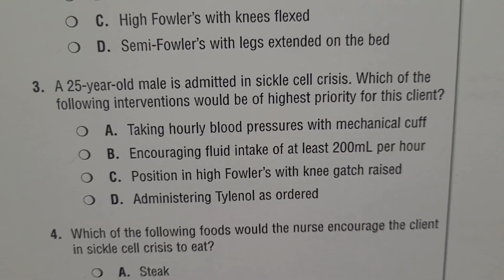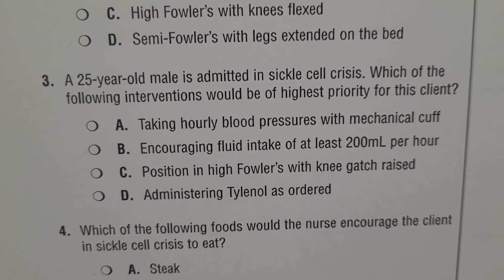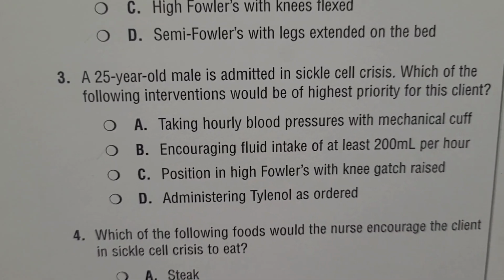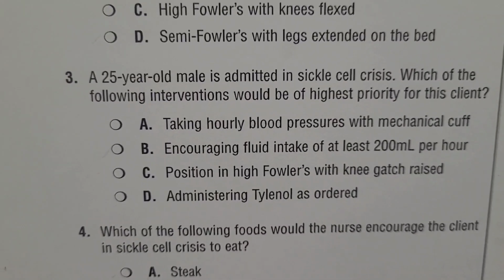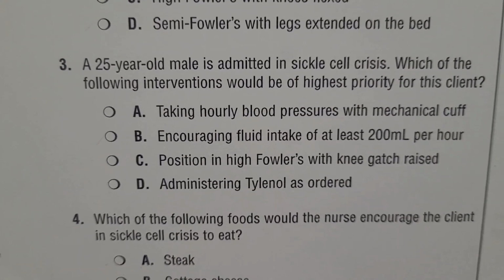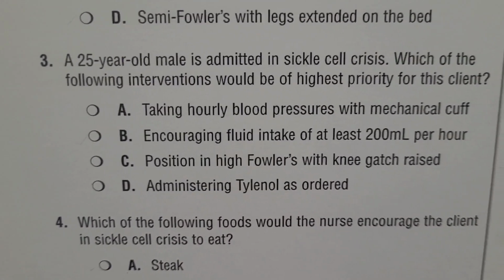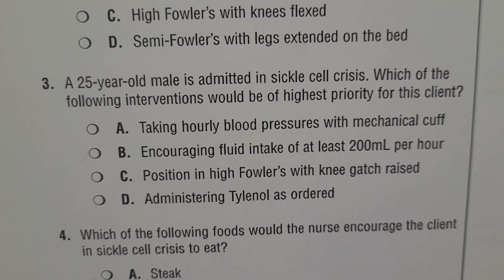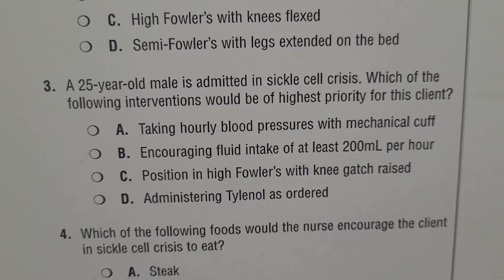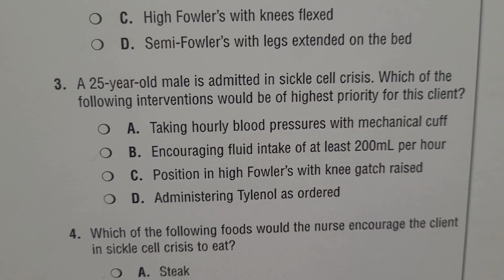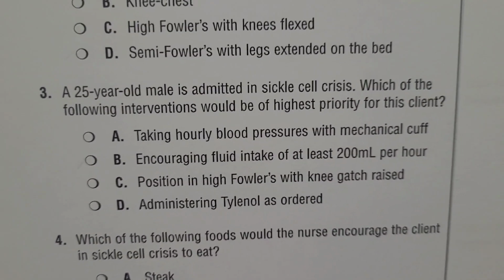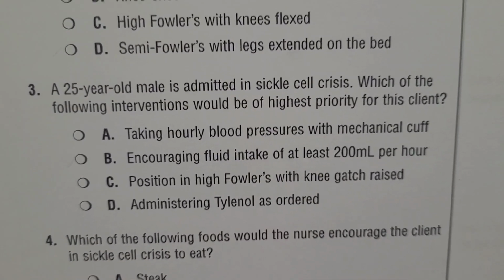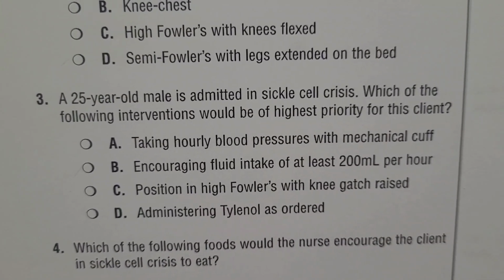Number B, encouraging fluid intake of at least 200 ml per hour. This is our correct option because it is important to keep the client in sickle cell crisis hydrated to prevent further sickling of the blood. So hydration is most important for the patient who has sickle cell crisis. Number C, positioning in high Fowler's with knee gatch raised. As I told you, any position that flexes the joints is not a good position for the sickle cell crisis patient. So this is incorrect.